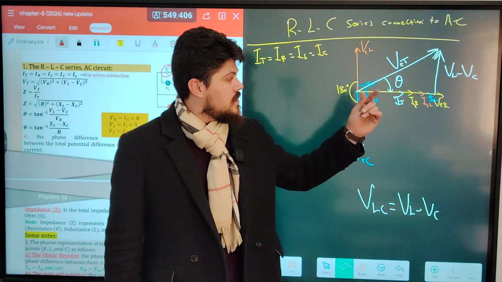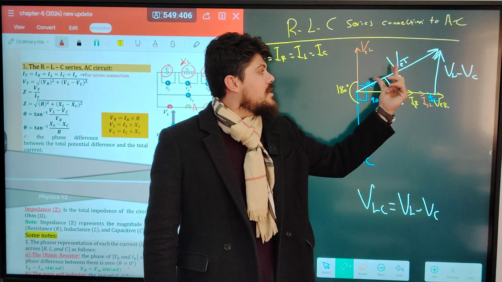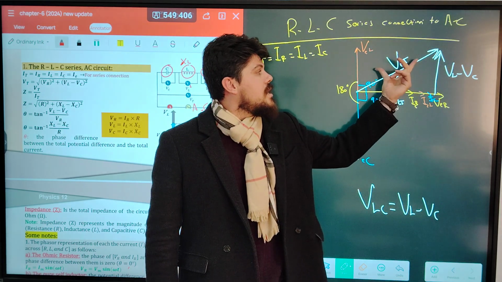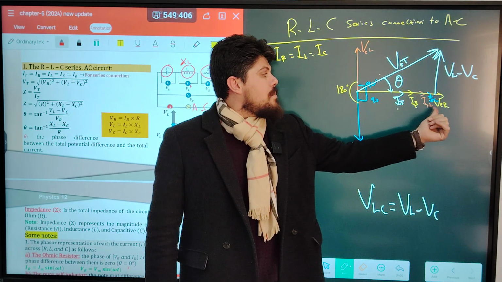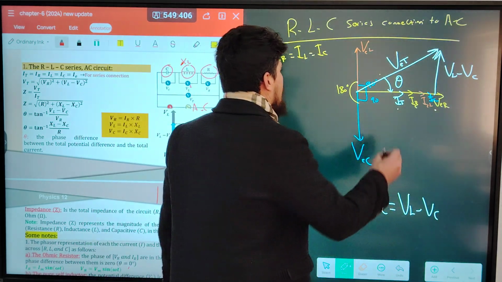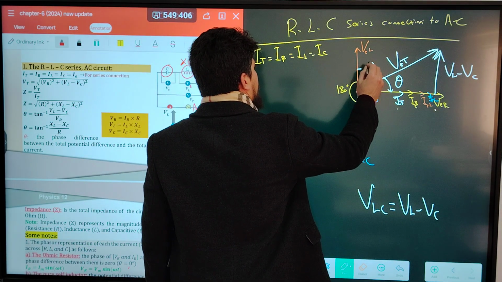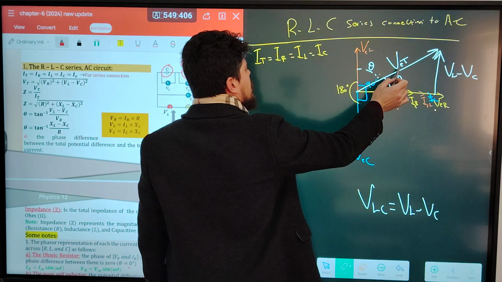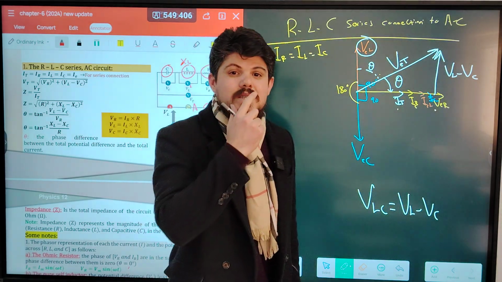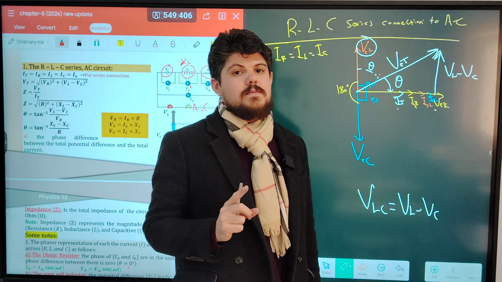Once again, listen carefully, guys. What is this theta? The theta between what? Total potential difference and total current. Or you can say total potential difference and potential difference across resistance. How about this angle? This angle is the angle between the total potential difference and potential difference across inductance.